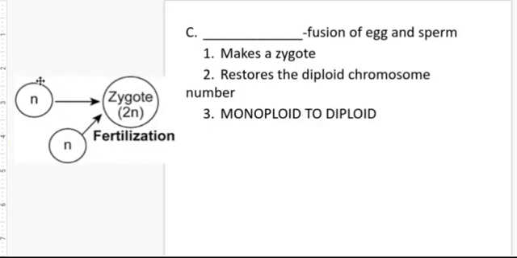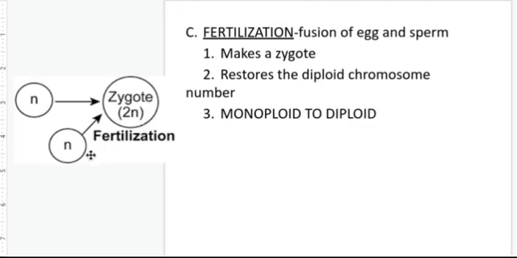Once the man makes sperm that are monoploid and the woman makes eggs that are monoploid, they can fuse together so that you go back to the original amount. That's called fertilization. And the baby is called a zygote when it's 1 cell big. We've gone from monoploid and restored the diploid number.